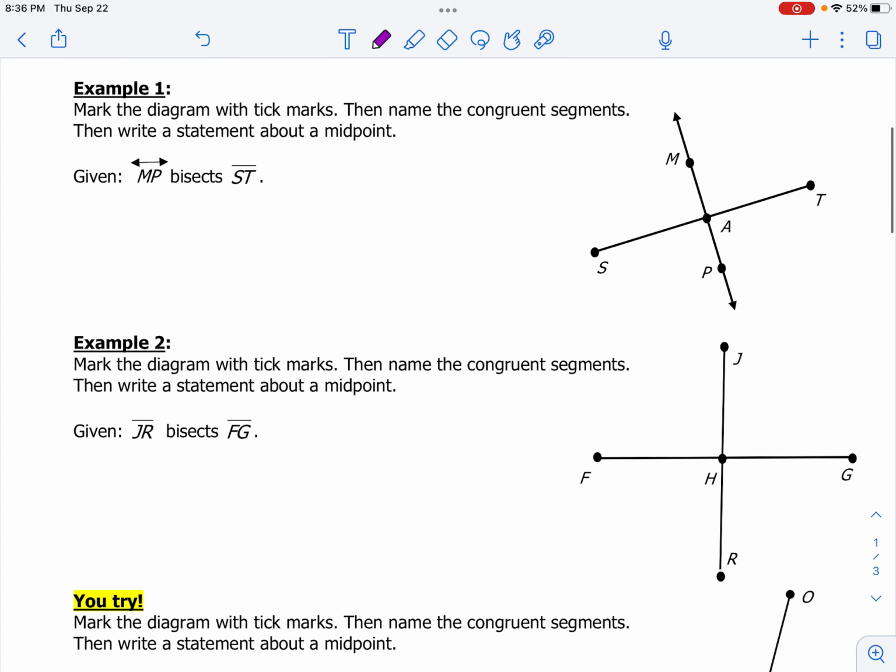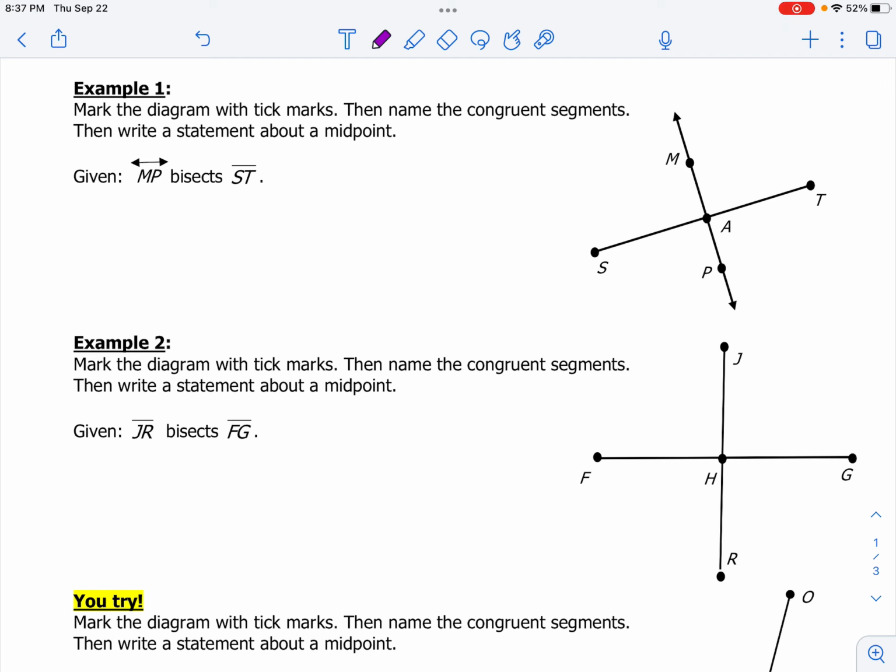So we're going to do three things. We're going to mark the diagram with tick marks. We're going to name the congruent segments and then write a statement about a midpoint. So it says that line MP bisects segment ST.